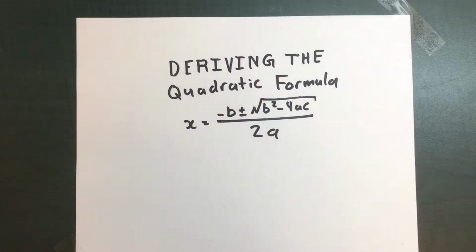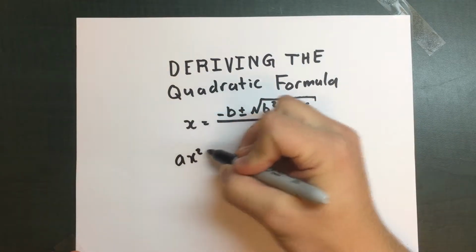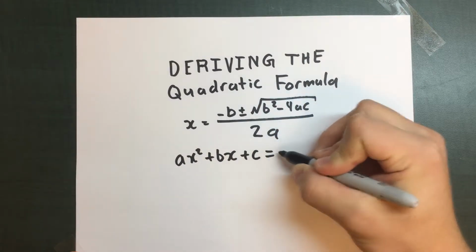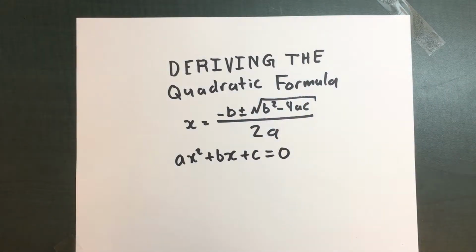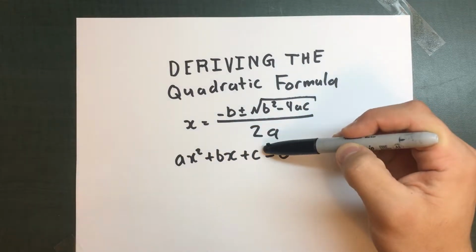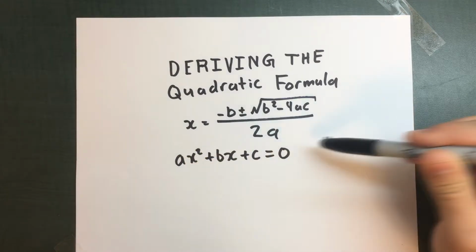Alright, so in this video, I'll be deriving the quadratic formula from the basic form ax squared plus bx plus c equals 0. Now, the quadratic formula is used to find the zeros or roots of the equation ax squared plus bx plus c equals 0. So basically, it finds when this equation is equal to 0 on a graph.